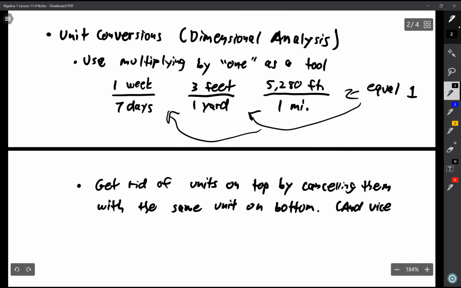So I would say 1 yard. What's equal to 1 yard? 3 feet. So now yards cancel, and I'm left with feet. Now I'm wanting to go to miles, M-I-L-E-S, miles. I'm wanting to go to miles, so I'm going to multiply by another fraction that equals 1.